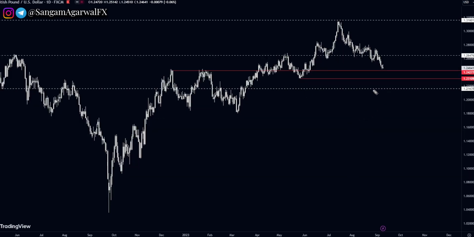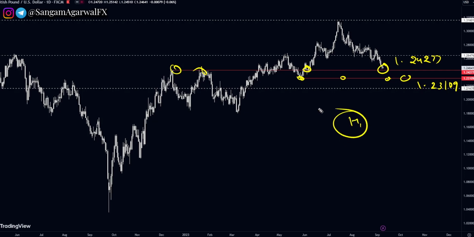Then GBPUSD daily time frame, your nearest horizontal support is 24,277. Do not buy on this support zone because the dollar is still below resistance. So focus on this lower support 23,109. If this level retests, then you can buy on H1, because this is your big support level, and if that breaks out, then it will retest the next big support level.